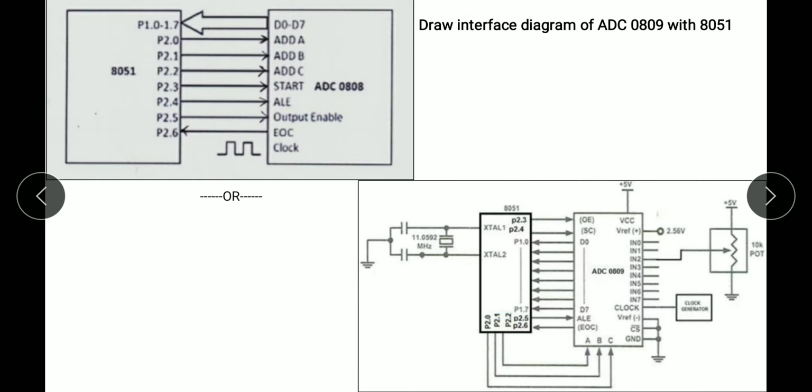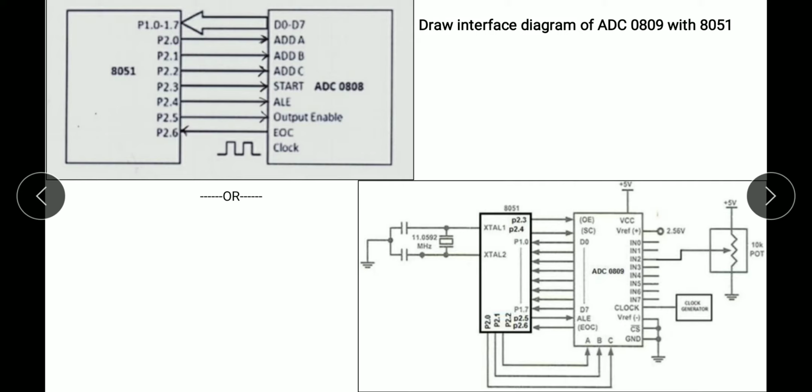After that, we have to draw the interfacing diagram of the ADC, that is 0809, the number for the ADC, that is analog to digital converter. Here we also use port 1, that is the input port, for the data lines of the ADC 0809. As I already said, some common things are used in all the interfacing diagrams, like this crystal oscillator, because we use the crystal frequency of 11.0592 megahertz, and the XTAL1 and XTAL2 pins are connected in all the interfacing diagrams.